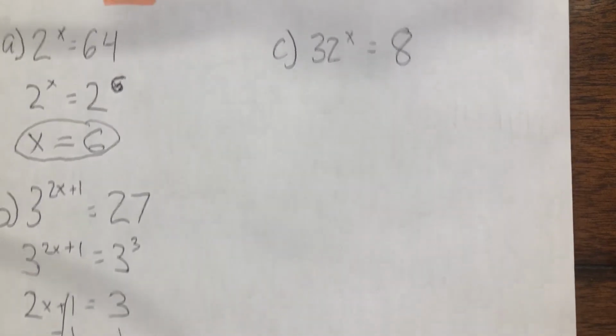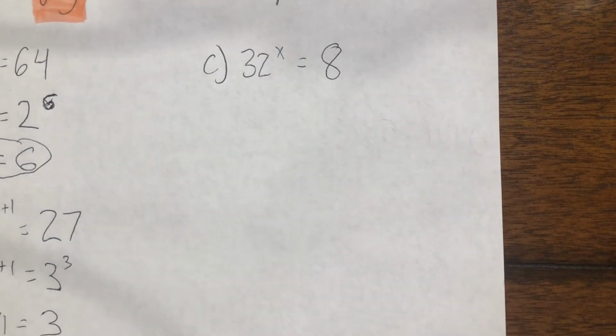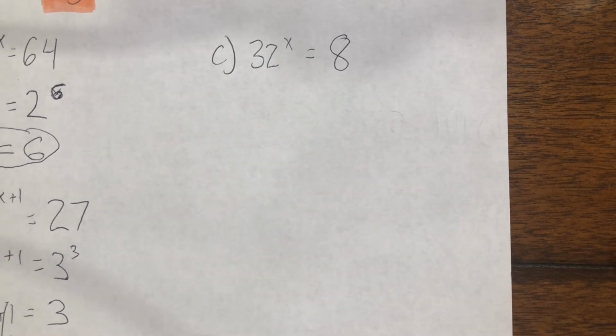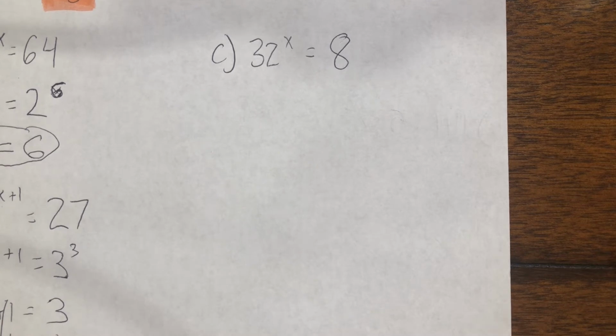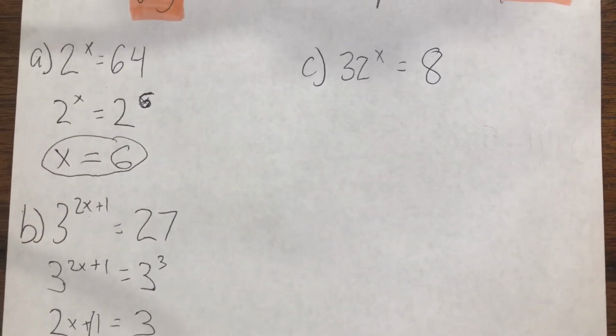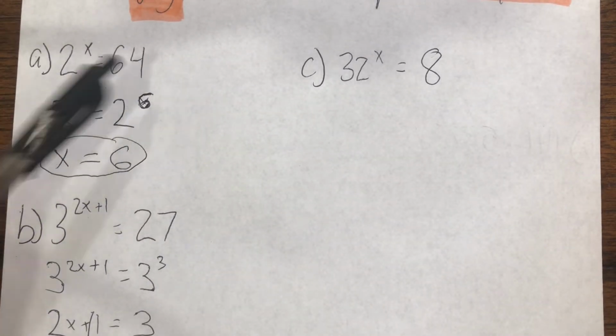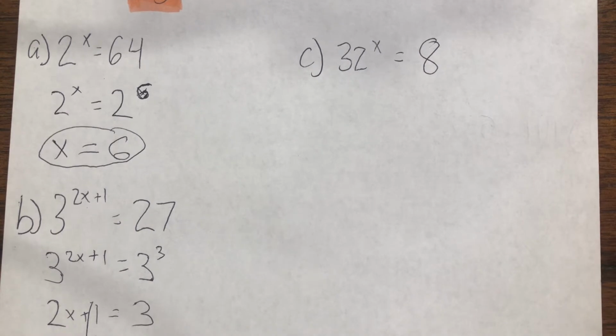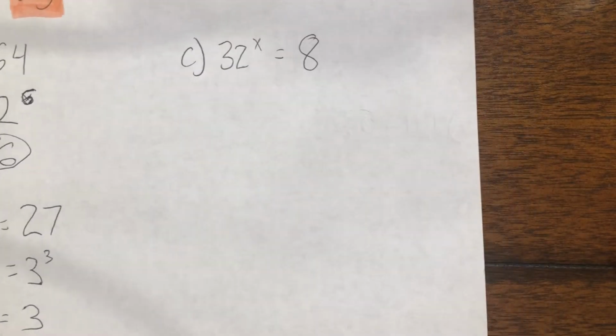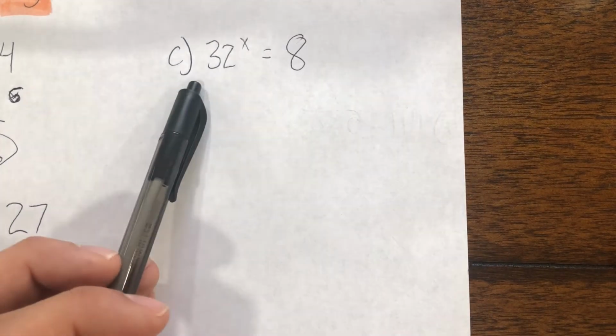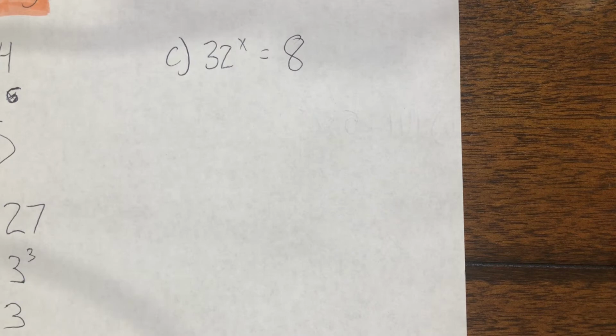So part C, we have 32 to the x power equals 8. Now this one is a little different than the previous two examples. Because if we take a look at A, we went from 2 to 64. And for part B, we went from 3 to 27. So my numbers increase. Now with this situation, part C, we go from 32 to 8. So how do we approach this problem where the number gets smaller?